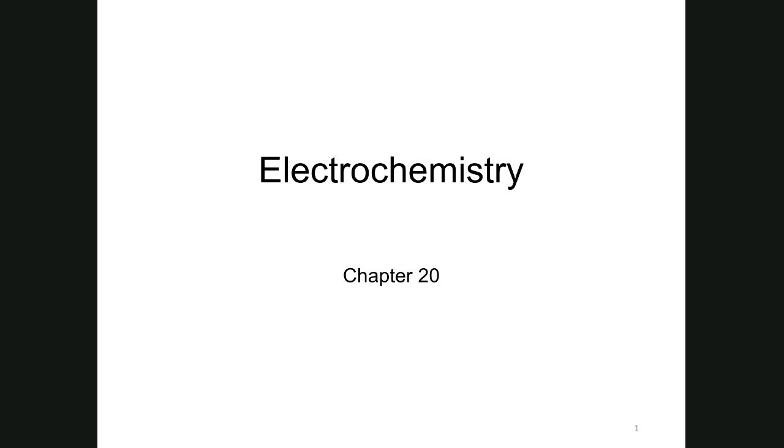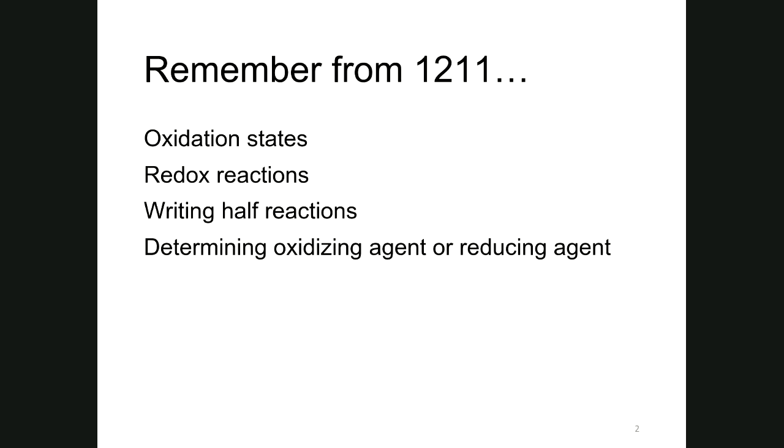So before we really get into the nitty-gritty of how electrochemistry can be measured, we need to remember a few things from Chem 1. We need to understand how to find an oxidation state for any element in any compound. We need to be able to write redox reactions and break them down into half reactions. From there, we can determine what's oxidized, what's reduced, what is the oxidizing agent, and what is the reducing agent. So we're going to go into all of this.